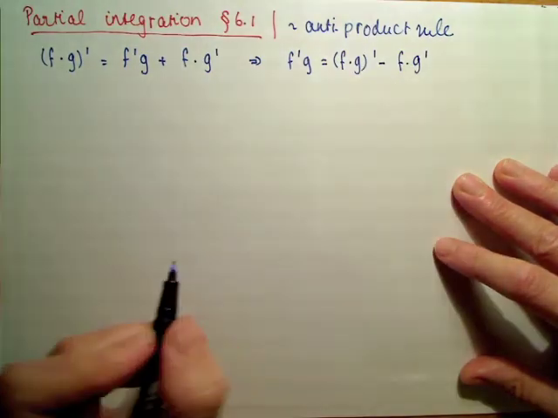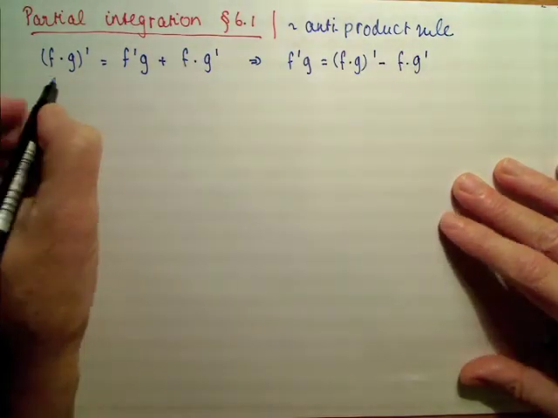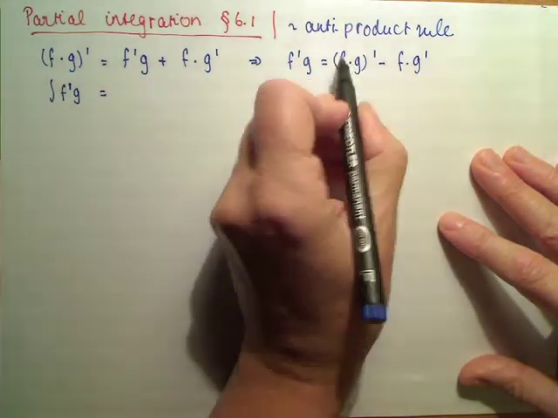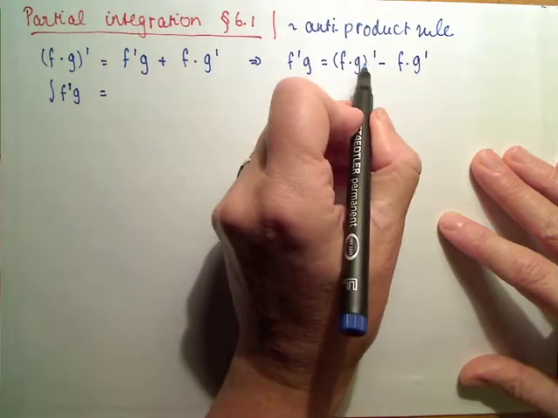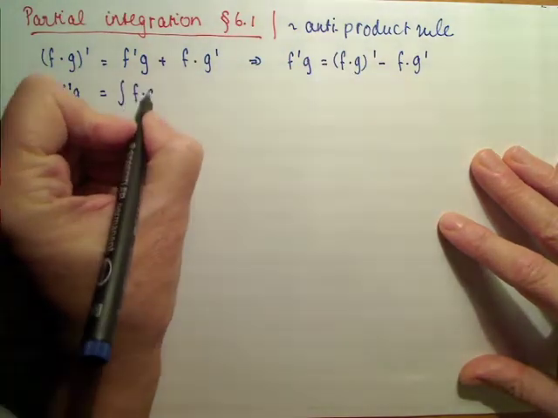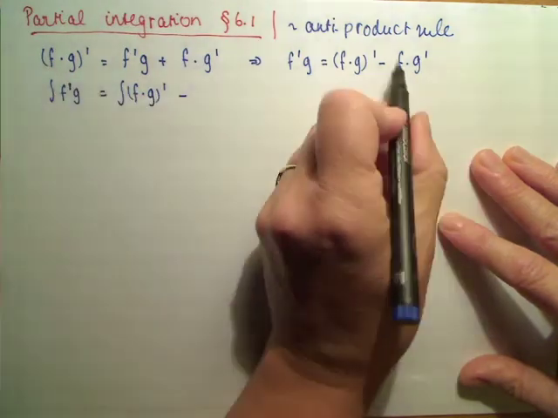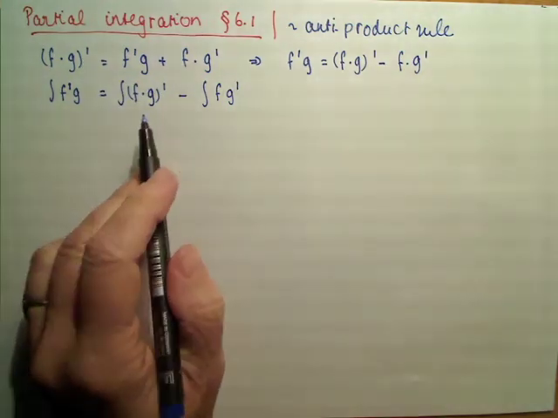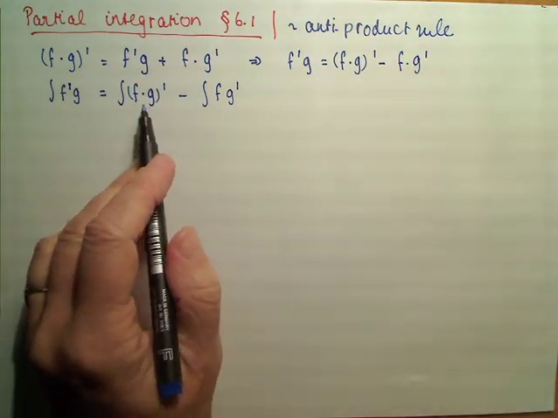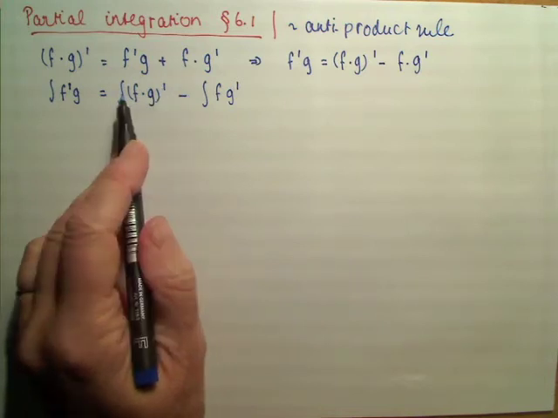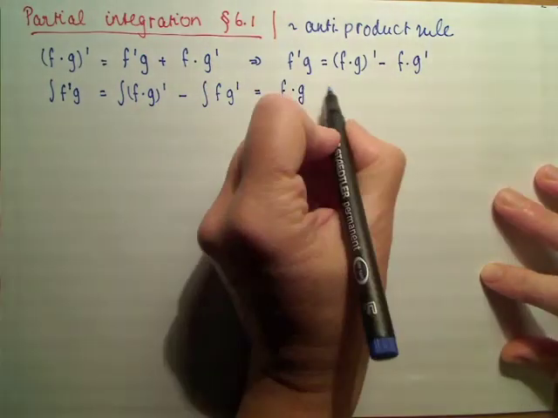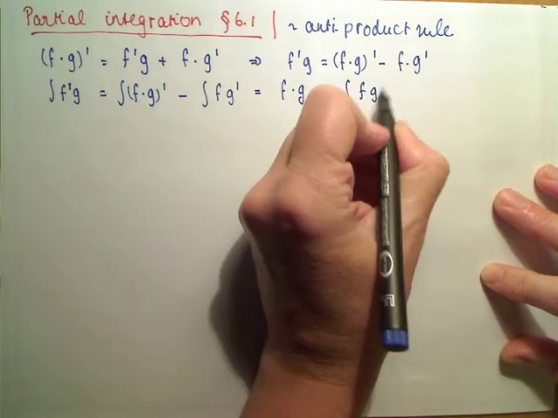Clearly we can take integrals on both sides, so this means that the primitive of f prime g is equal to the primitive of the first term on the right hand side minus the primitive of the second term. Now if we look at it a little bit, it's clear that if we take a derivative and then a primitive, we end up doing nothing at all. So the first term is equal to the product of f and g, and the second term remains the same.